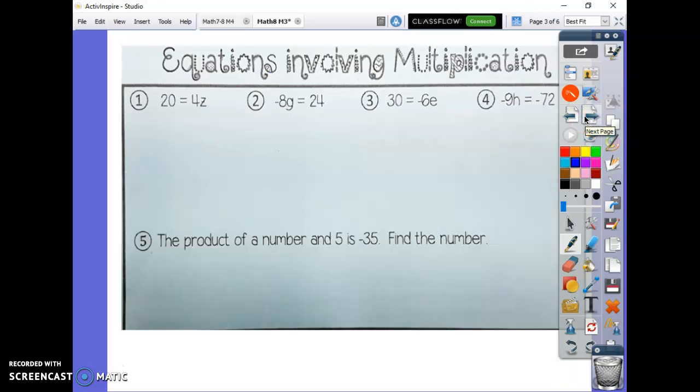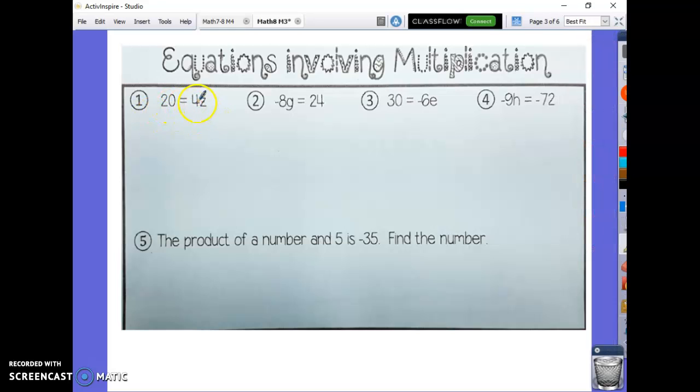Okay, next page, equations involving multiplication. So I just turned the flap over. Equations involving multiplication. 20 is equal to 4z. Let's see. Yeah, we'll do that one. So again, same exact concept. We have 20 is equal to 4z. You want to get your variable by itself. In order to do that, we're going to use the opposite operation.